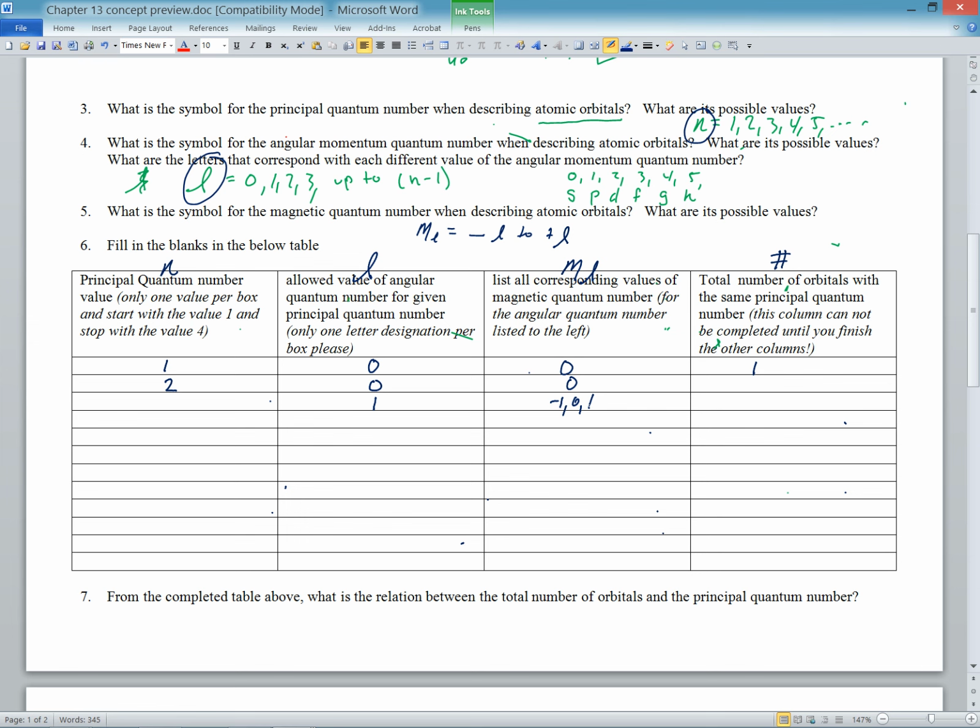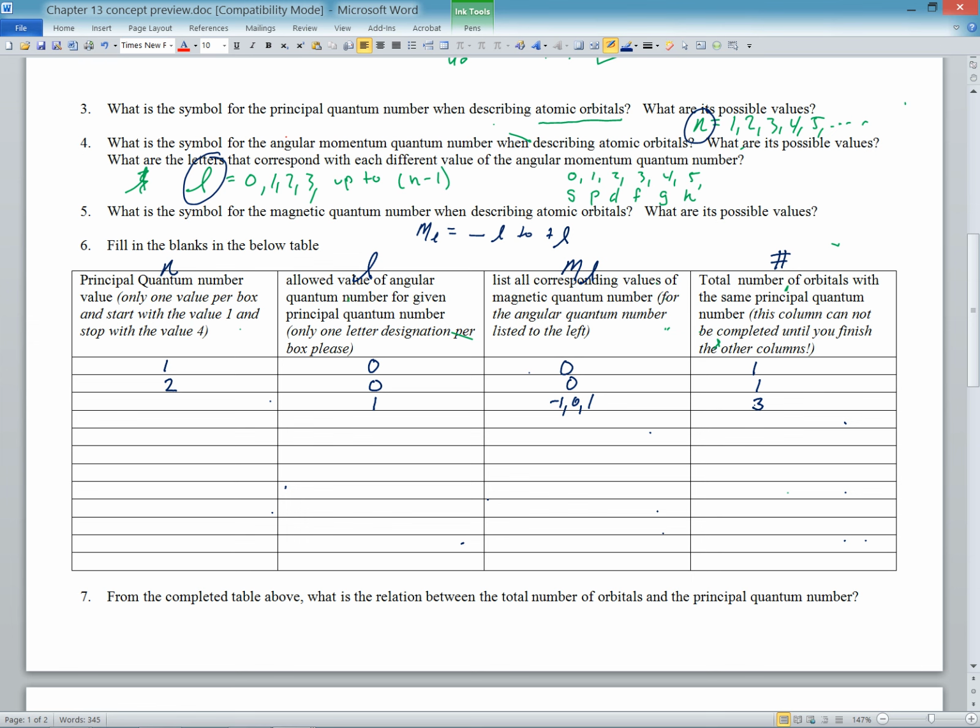Okay. So how many states do we have here? We have 1. How many do we have here? We have 3. Yeah. 1, 2, 3. So you have 2, 1, negative 1. That's one state. 2, 1, 0, another orbital. 2, 1, 1, there's another orbital. So you end up with 3 total. Okay.